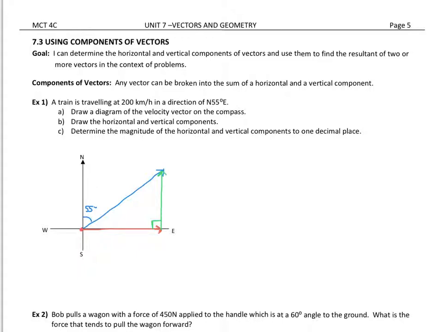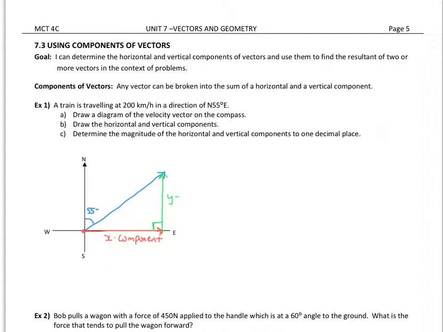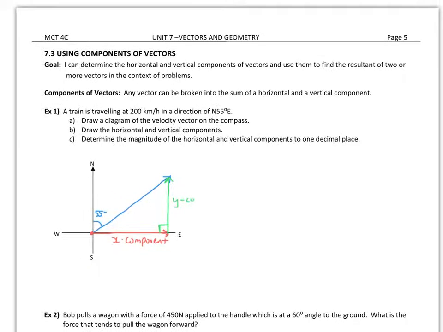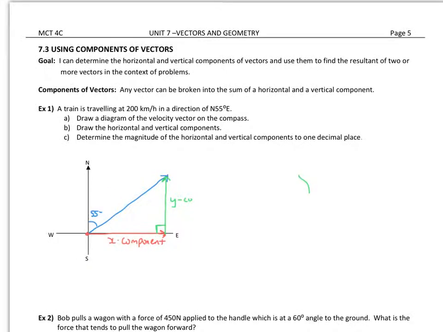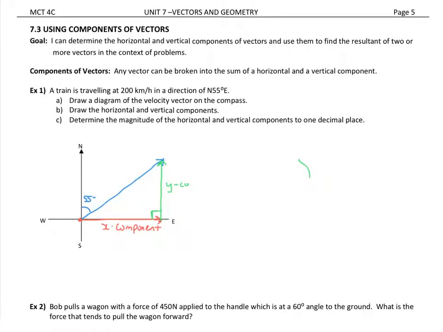So we talk about the red vector that I've drawn being the x component of the original vector, and the green vector I've drawn would be the y component of the actual vector we're working with. I'm having trouble getting my screen to place where it's supposed to be. Okay, so from here we're going to talk about how we can get those values.